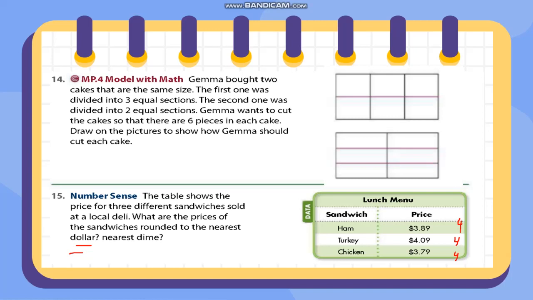And to the nearest dime means to the nearest tenths. So 3.8 is followed by 9, so it becomes 3.9. 4.0 is followed by 9, so it becomes 4.1. And 3.7 is followed by 9, it becomes 3.8. So that is the answer. Okay? When you round to the nearest dollar, then when you round to the nearest dime, the ham is $3.90, then $4.10, then $3.80. Okay, so that is the correct answer.